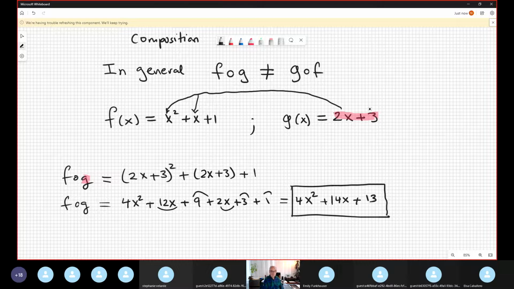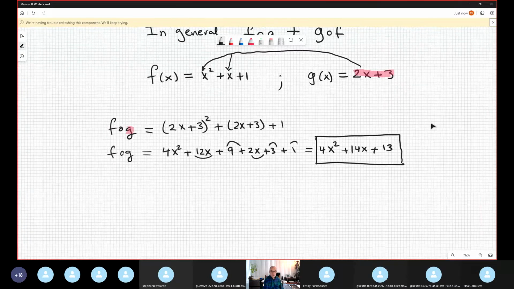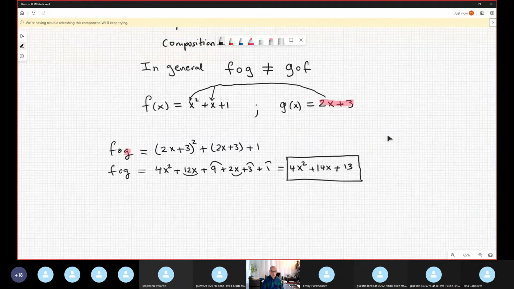Let's do it backward, out of curiosity. Backward is, suppose I want to find g composition f. Oh, this is different. Yeah, I want to illustrate it clearly. It's different.